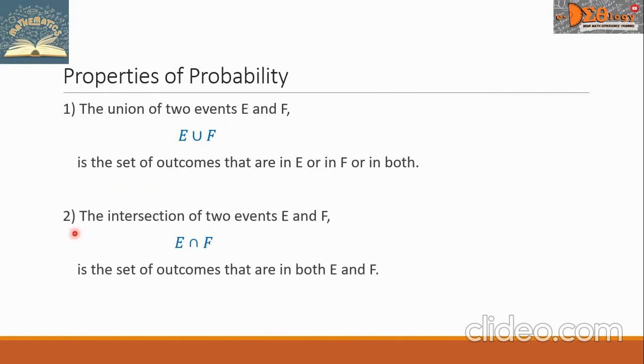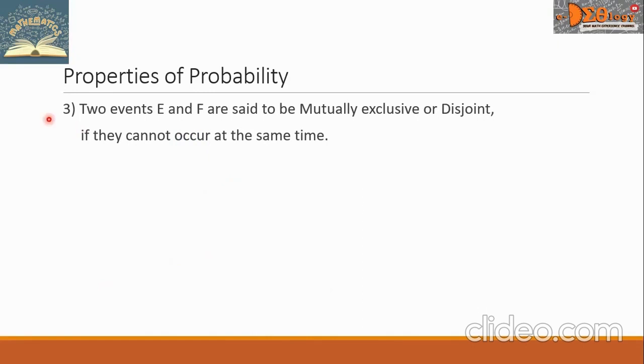The second property, the intersection of two events E and F, denoted by E intersect F. Take note that the symbol for intersection is an inverted U, is the set of outcomes that are in both E and F. Property number 3, two events E and F are said to be mutually exclusive or disjoint if they cannot occur at the same time. That is, E intersect F equals 0.